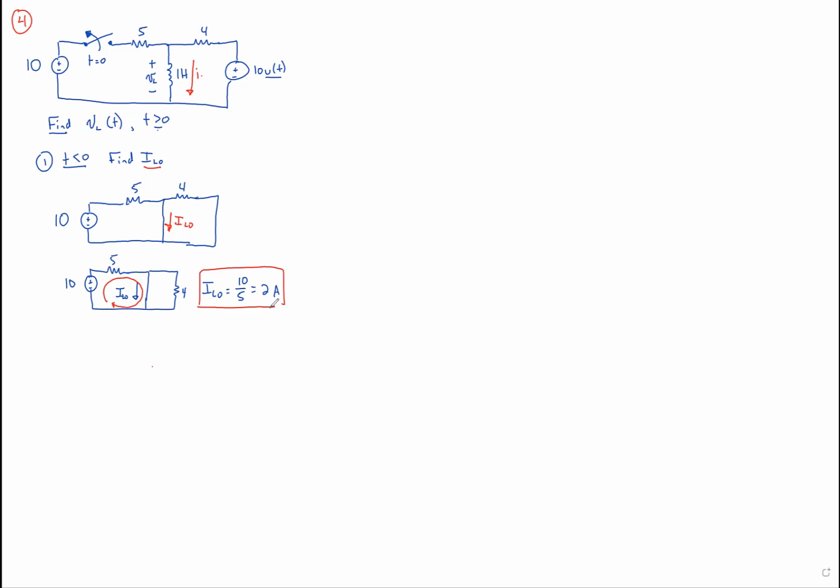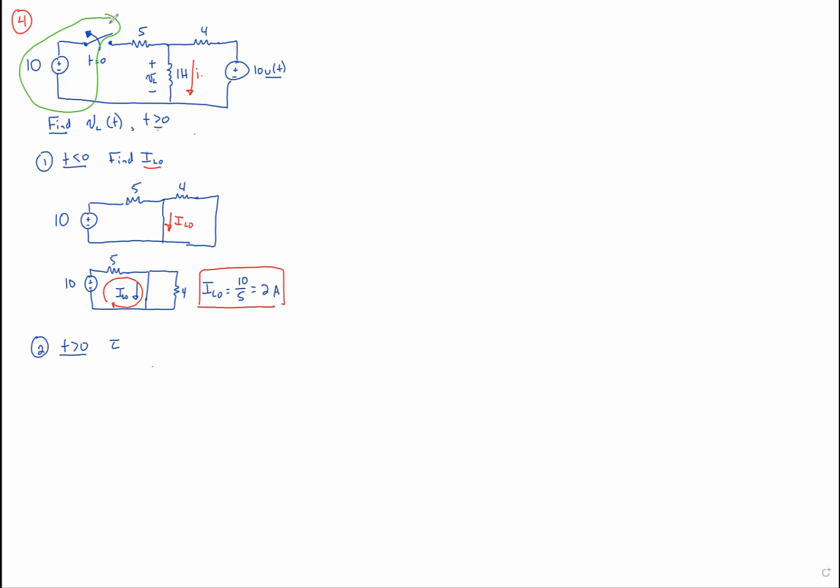Next step, draw for time greater than 0, and our goal is to find tau. So for time greater than 0, this switch opens up. That means if there's no current flowing through this side, there can be no current flowing through this wire, right? We could have drawn, if this switch is open, a big node around here.